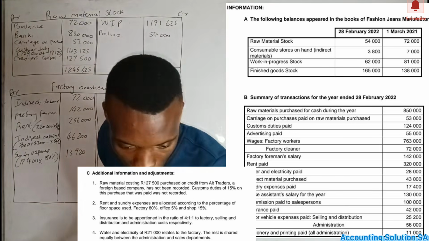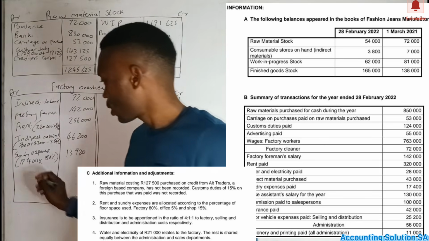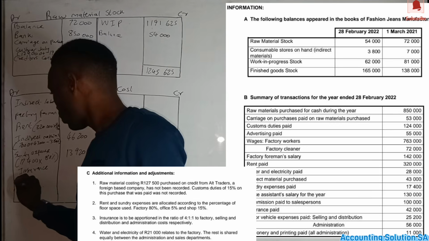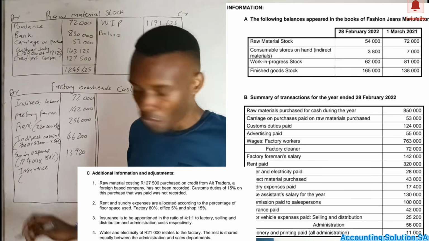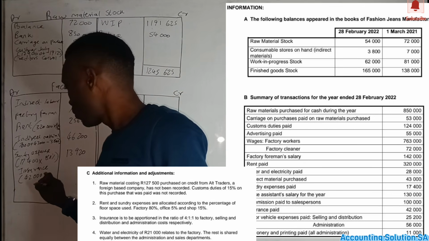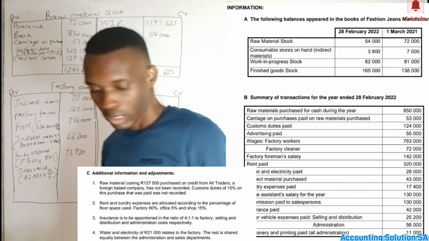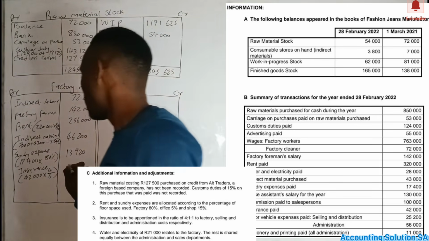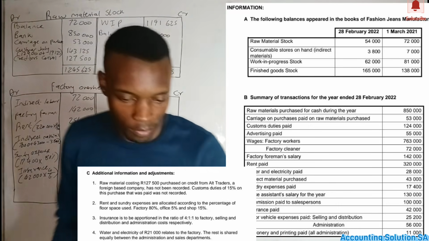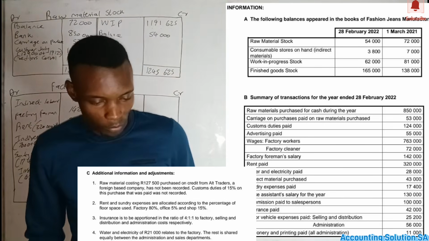So when we calculate this one, we're going to say insurance of how much? Of 42,000. And we said multiply by 4 out of 6, which is going to give us 28,000. Simple stuff. I hope you are enjoying this video. Then let's go to number 4.